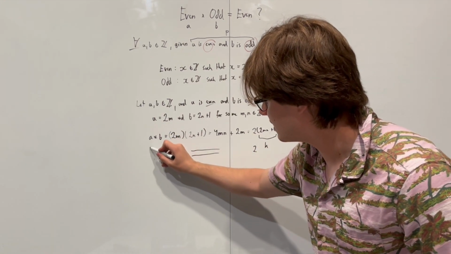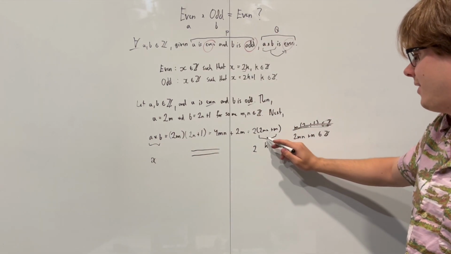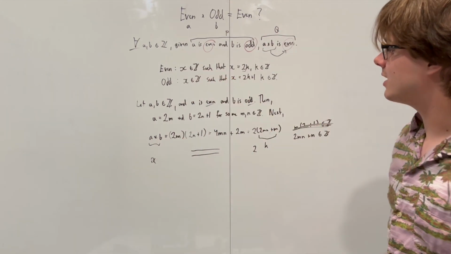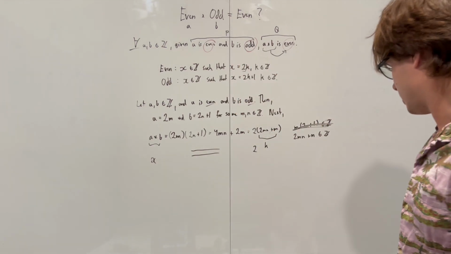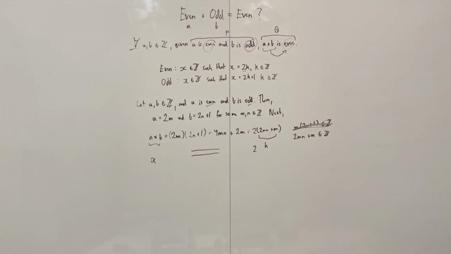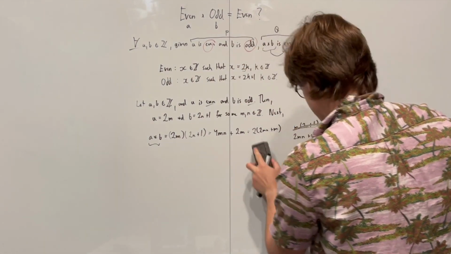Our a times b is just going to be an x, right? That's going to be what this is. x is equal to 2k. That's our k, that's our x. We got something that looks like it's in the form of an even number by our definition of an even number. So now we just want to write our concluding statement.